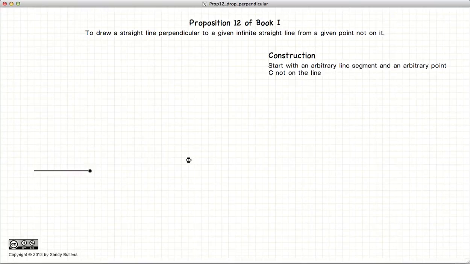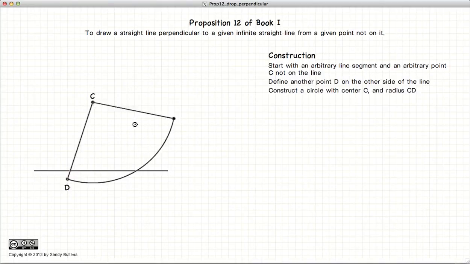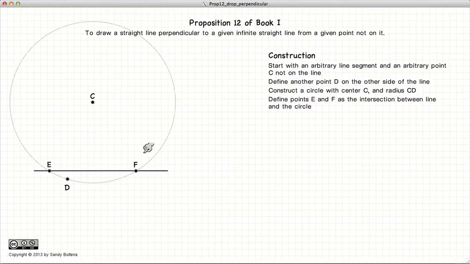So let's begin. We start with our arbitrary line and an arbitrary point that is not on the line. The next thing we're going to do is find a point D on the other side of our line. Draw a circle with C as the center and CD as the radius, and label the intersections between the line and the circle as E and F.